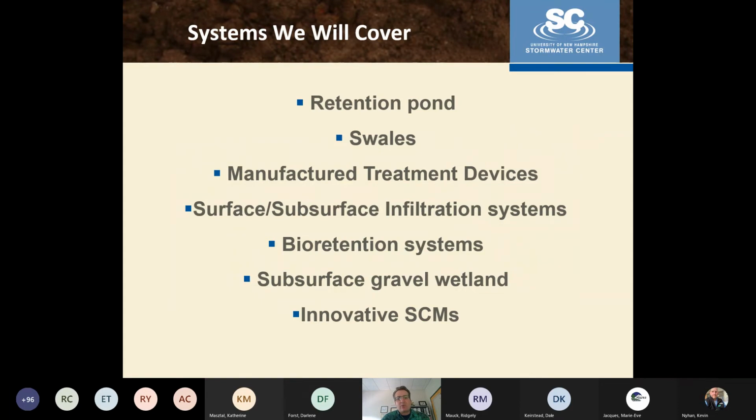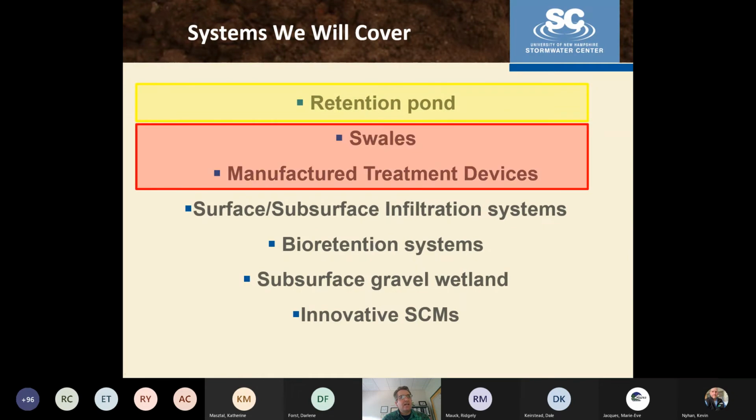So the systems that we're really going to go over today are all systems that we've studied: retention ponds, swales and manufactured treatment devices, subsurface infiltration systems, bioretention in the range of media filters, subsurface gravel wetlands, and other, I guess, what I call innovative SCMs or different combinations of these. And I put retention pond in the yellow because, again, like I said, in a lot of the local regulations, we're shying away from these structures.